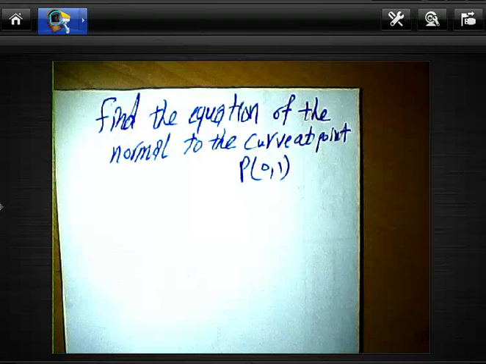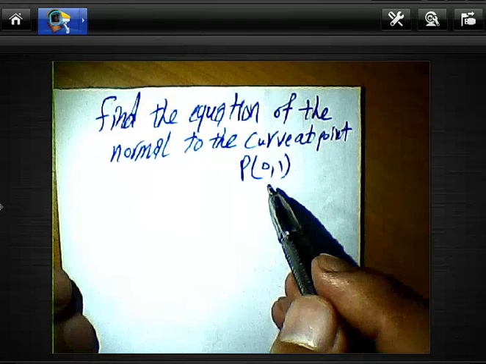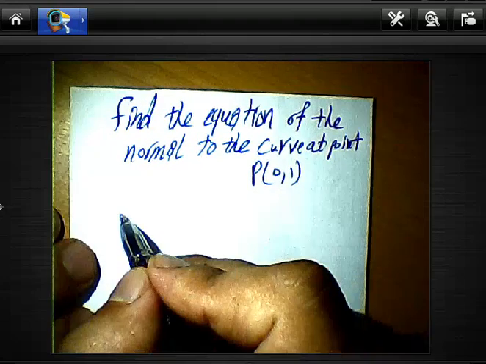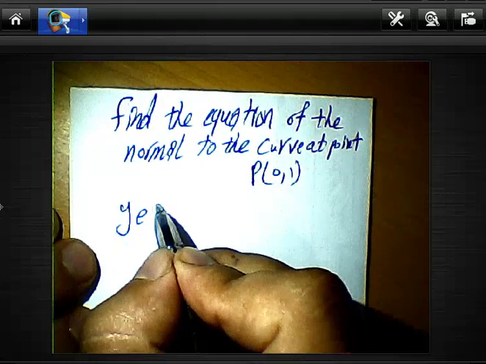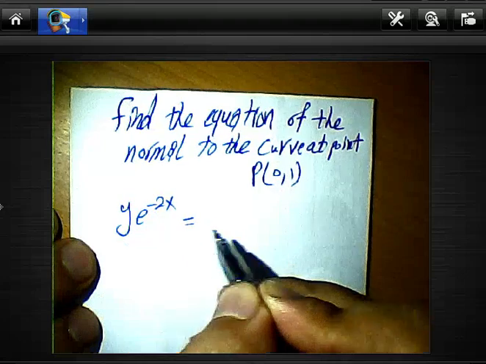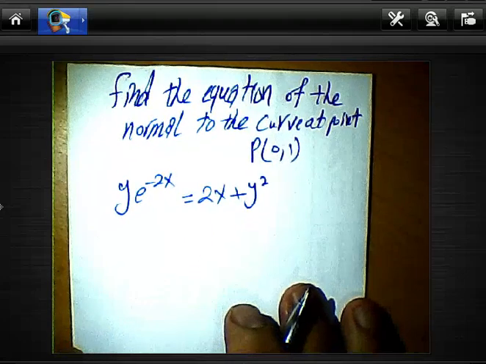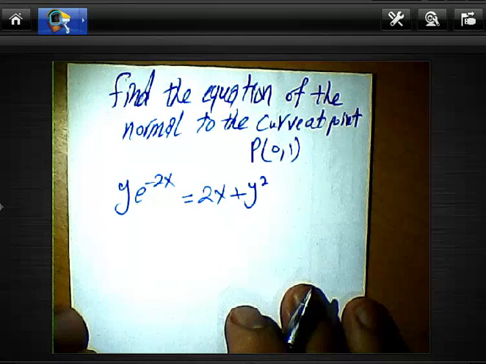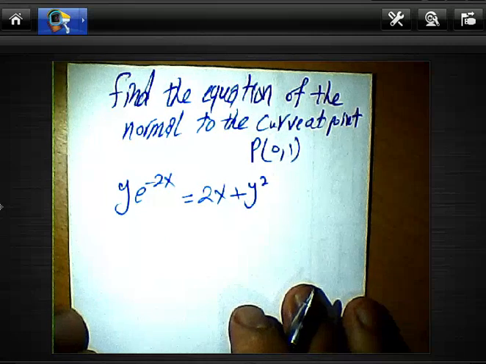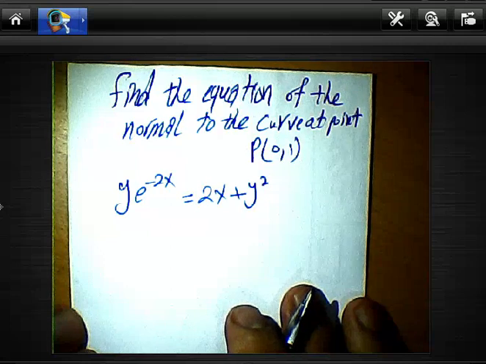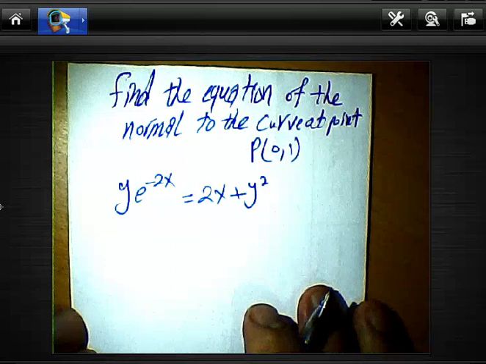Look at this example. Find the equation of the normal to the curve at the point 0, 1. y multiplied by e power negative 2x equals 2x plus y power 2. We want to find the equation of the normal to the curve at the point 0, 1. First, we want to find the derivative of this function, dy over dx.